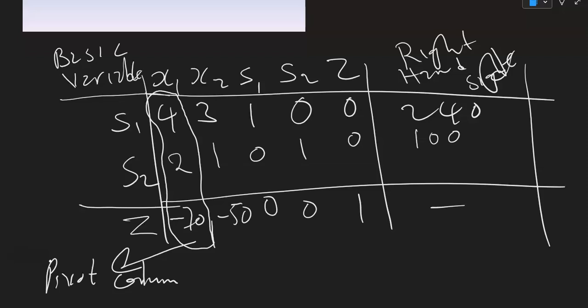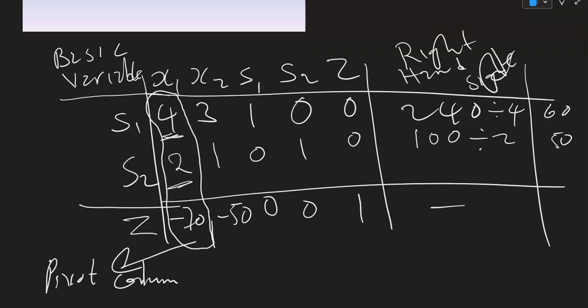Then these figures that are in the pivot column, you're going to divide them into what is on the right hand side. So the 4 is going to be divided into the 240, and the 2 is going to be divided into the 100, giving us 60 here and a 50 there, right?